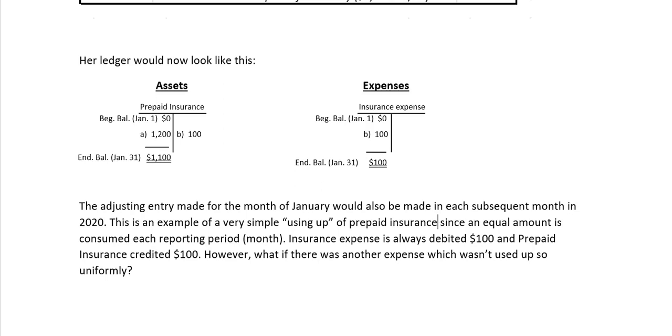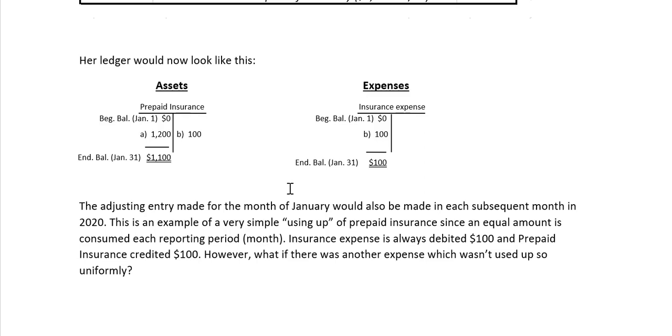general ledger now. So we have the same key account we looked at earlier, the prepaid insurance. It now has a credit of 100. So our net debit balance remaining in prepaid insurance at the end of January is $1,100. Looking over at the expenses side, we have insurance expense, and we have one entry added of 100 for the month of January.